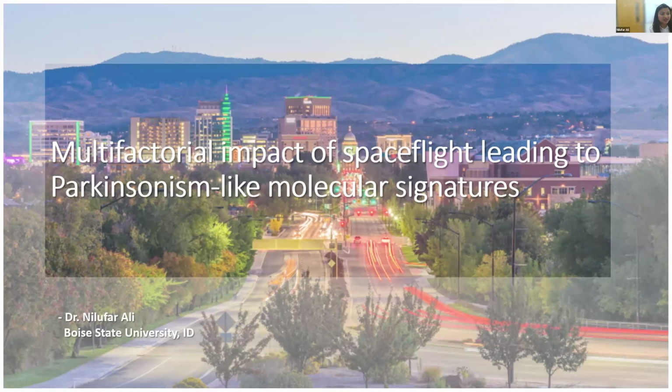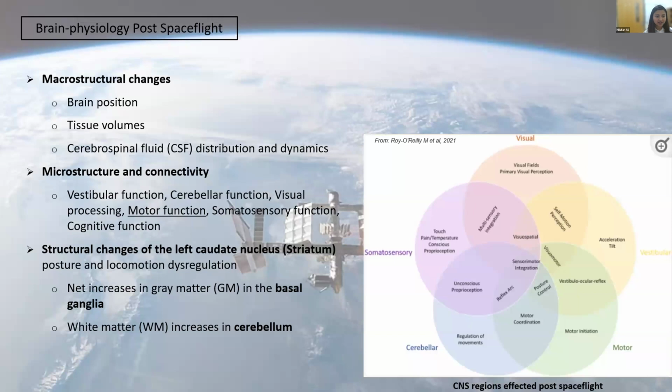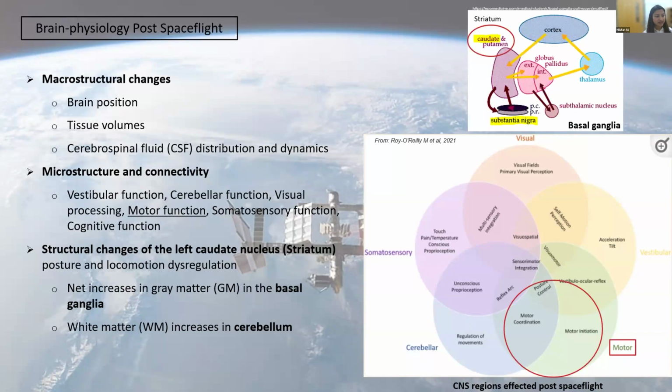Welcome, everyone. Today I'll talk about how space travel can trigger Parkinsonism-like molecular changes. There are observable macrostructural changes in the brain circuitry and microstructural changes along the somatosensory, visual, and other regions of the brain after spaceflight. However, it is reported that there is a net change in the left caudate nucleus and the basal ganglia after spaceflight. And this region is also important for Parkinson's disease.